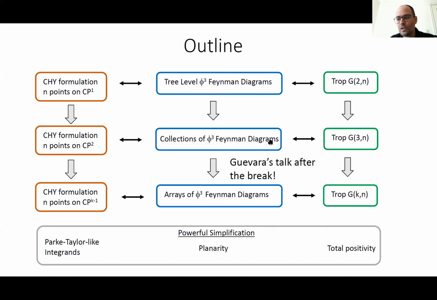Very good. So given that we don't have much more time, I'll leave the generalization from tropical free n to tropical kn to Guevara to Alfredo's talk after the break. And instead, I'm going to jump directly to planarity.